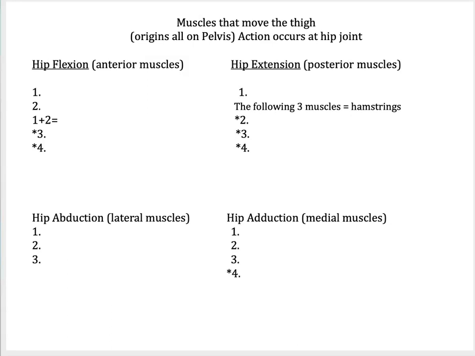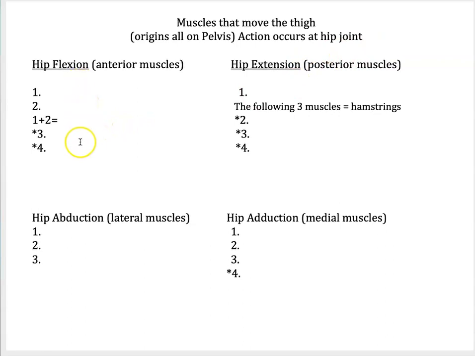So let's get started. We're going to first talk about muscles that move the thigh. The action is going to be at the hip joint. These muscles cross the hip joint and have action at the hip joint. All of these muscles have origins somewhere on the pelvis. First we're going to look at hip flexion and then hip extension. These are all anterior muscles. These are all posterior muscles.